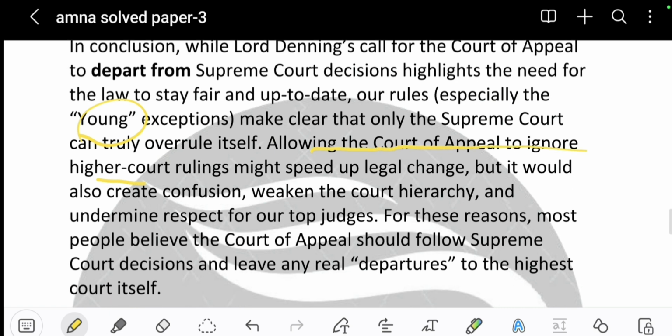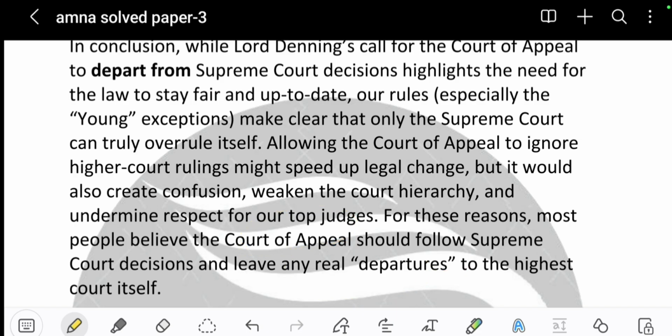Allowing the Court of Appeal to ignore higher court rulings might speed up legal change, but it would also create confusion, weaken the court hierarchy, and undermine respect for our top judges. So if we allow the lower courts to ignore the higher court's decision, it will ultimately lead to confusion, weaken the court hierarchy and decrease the respect of the top judges of the Supreme Court. For these reasons, most people believe the Court of Appeal should follow Supreme Court decisions and leave any real departures to the highest court.